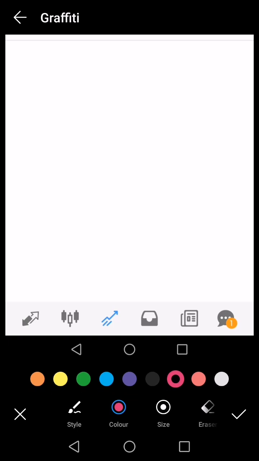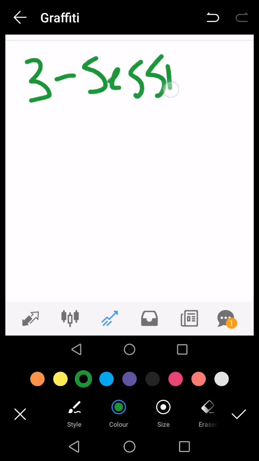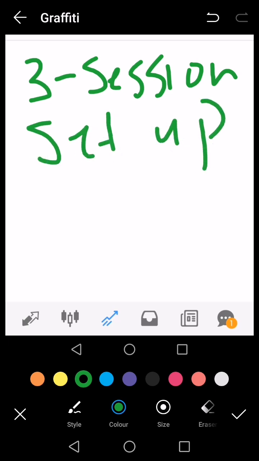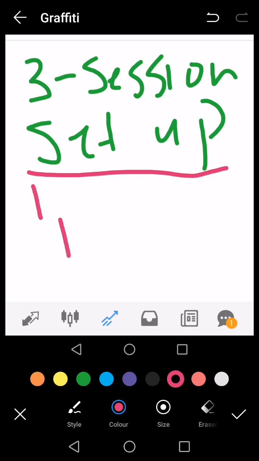Let me start from here: the three season setup. What does that mean? A three season setup is three sessions going in one direction: Session 1, Session 2, Session 3. A three session breakout.